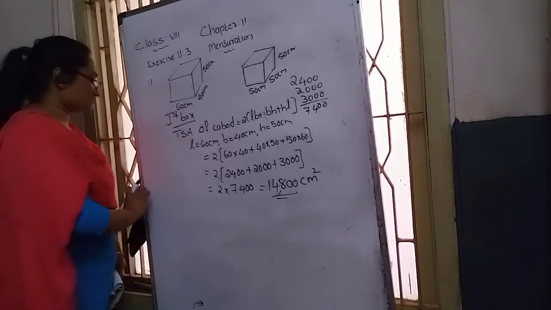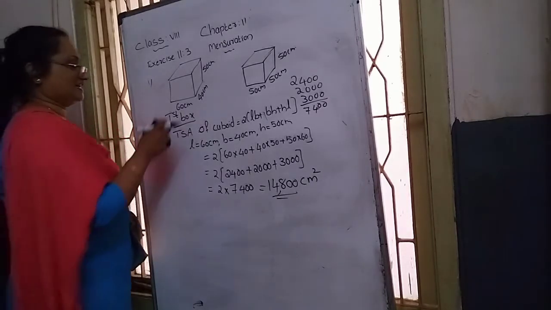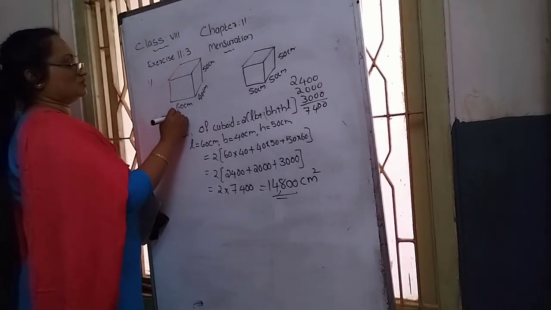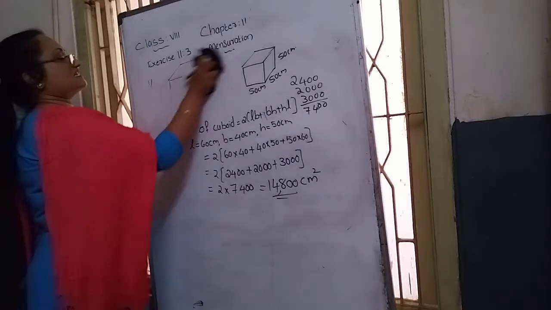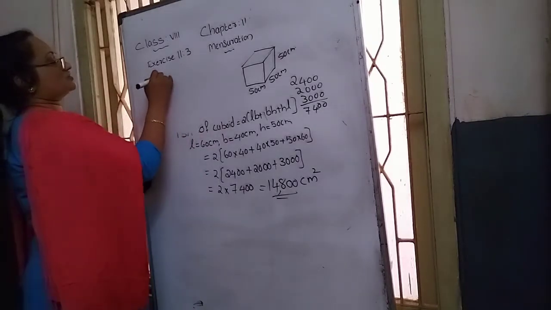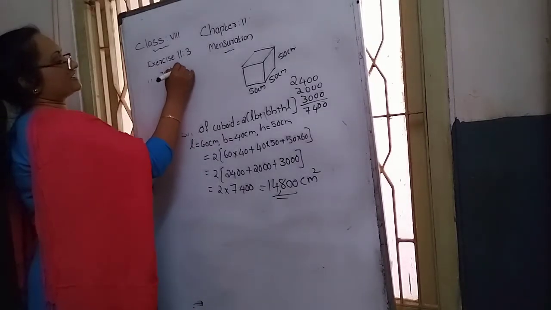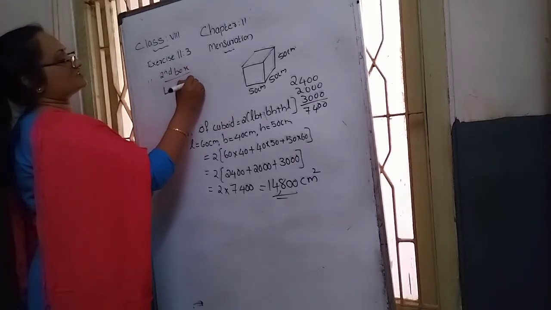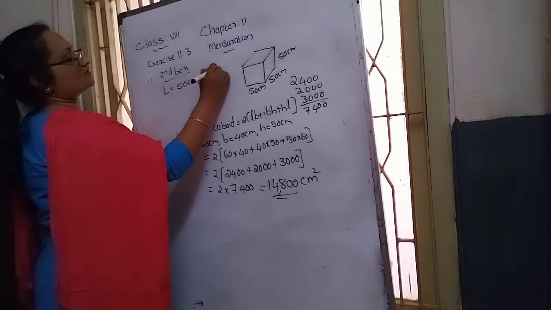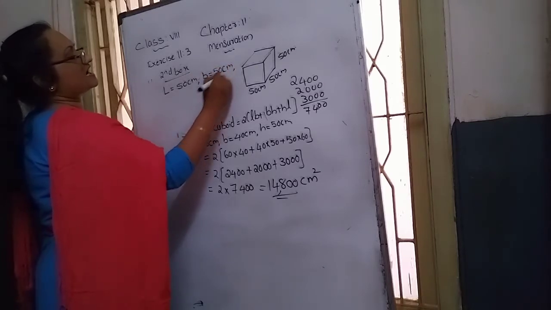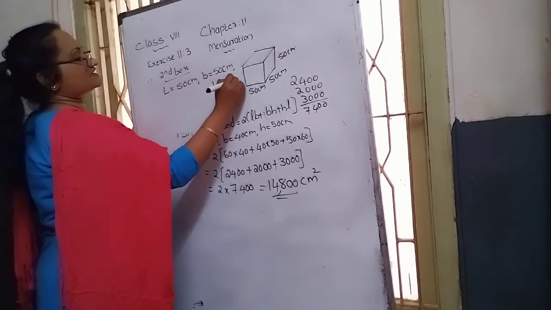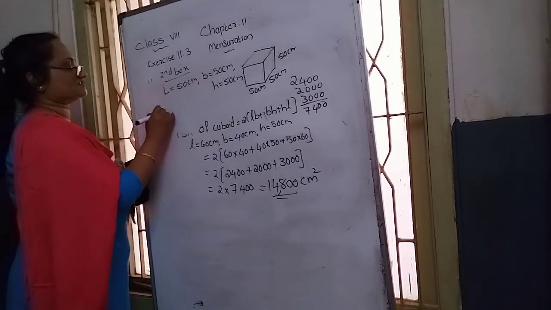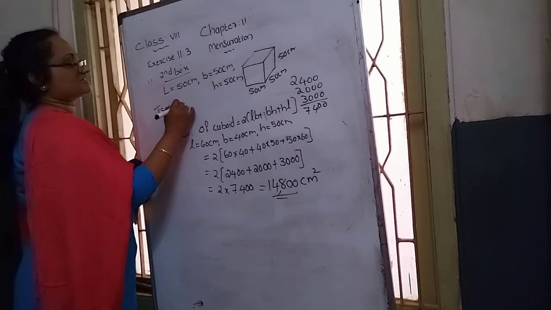In the same way, we find the second box with the same method. In the second box, length is 50, breadth is 50 centimeter, and height is also 50 centimeter. There also we need the entire area, so the total surface area of the second box.